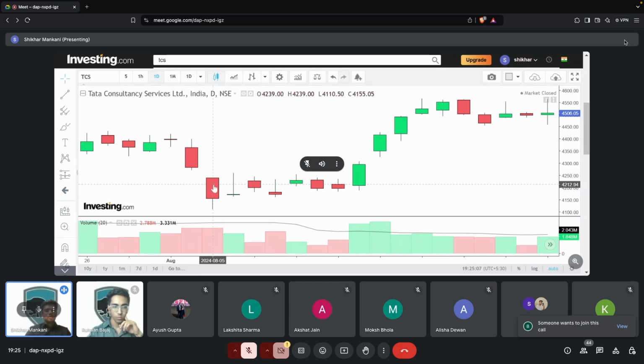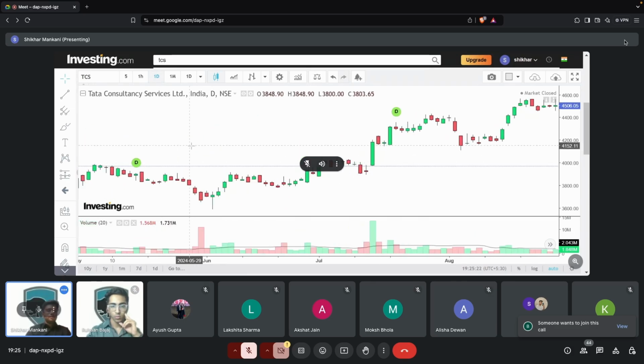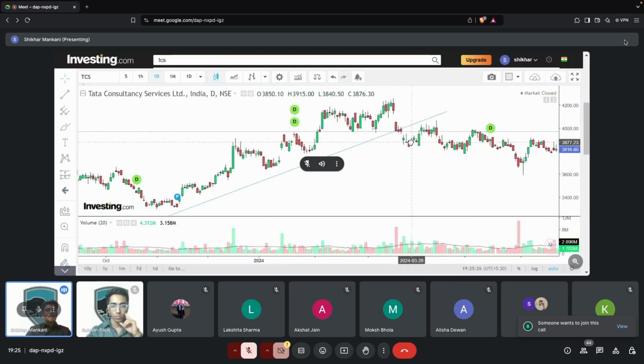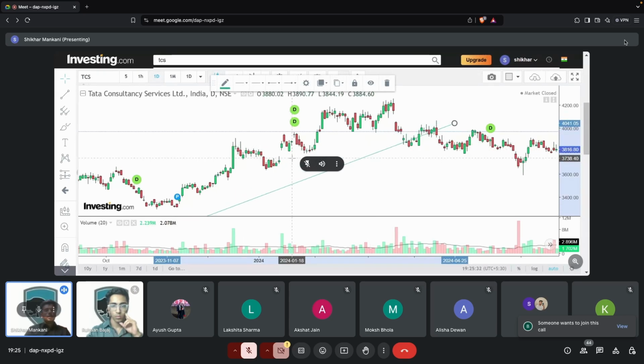What it means by 1 day is that this particular candlestick shows the movement of the price of the stock. I have selected the Tata Consultancy Services chart. So this particular candlestick represents the price movement of the stock within 1 day. So this is 1 day, this is another day. So how you make trend lines is by selecting this and drawing a line, and you need to identify swing points for the trend line.